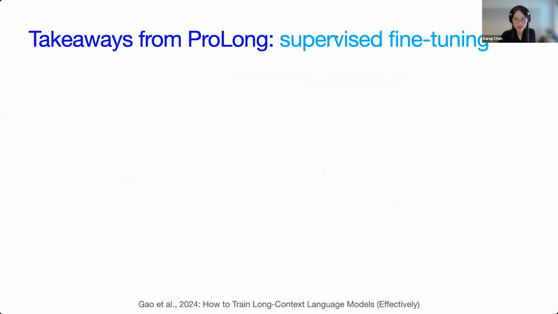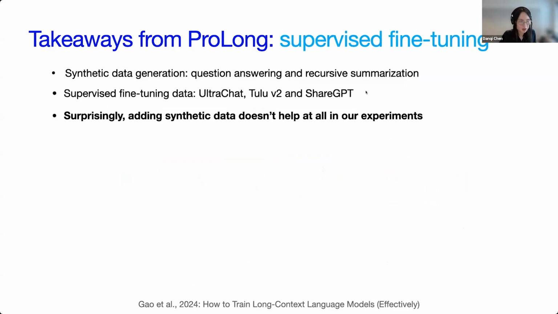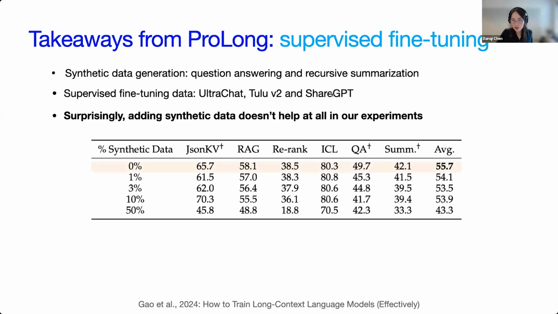Okay, the last thing I want to talk about is supervised fine-tuning. I will not talk too much here. Right now people think a lot about synthetic data generation, so we also thought a lot about how to generate long context instruction tuning data. We also evaluated different types of short context instruction tuning data. The surprising result we found is that adding any synthetic long context data doesn't help at all in any of our experiments. So in the end, we decided to just do the instruction tuning on the short context data.